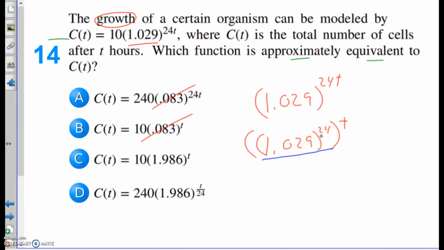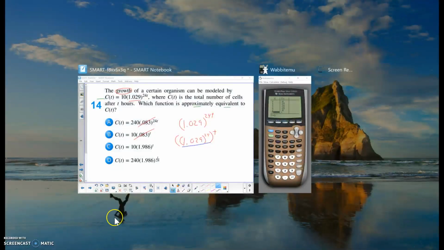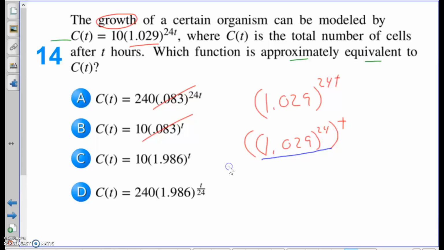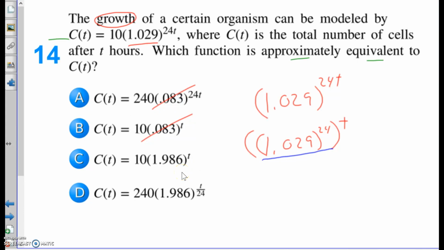Let's try that, and let's see if it comes out to be 1.986. So we have 1.029 raised to the 24th. That is 1.9859, and that's what we were looking for. That will round to that value. So by changing the base raised to 24t just to t, basically applying that exponent of 24, that's what this is going to be.